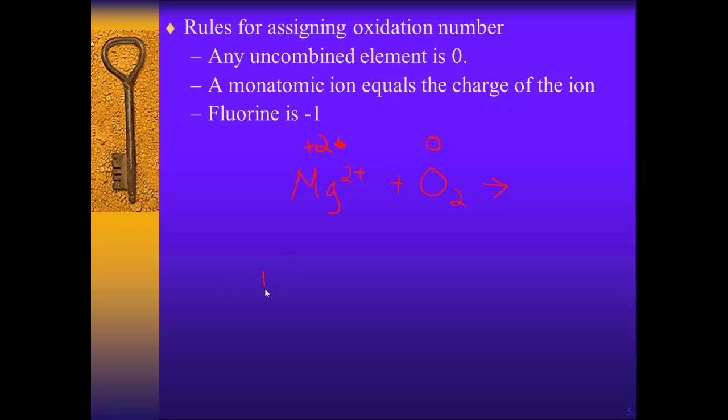Fluorine is -1, whether it's a monatomic ion, which would also qualify under the second rule, or if it's part of any compound. Assigning them in compounds is where we get into the trickier part. So here in HF, say we had HF plus NaOH, we would assign the fluorine a value of -1.